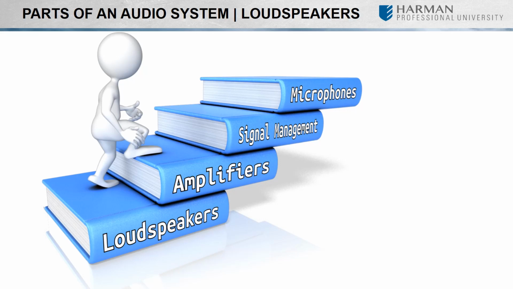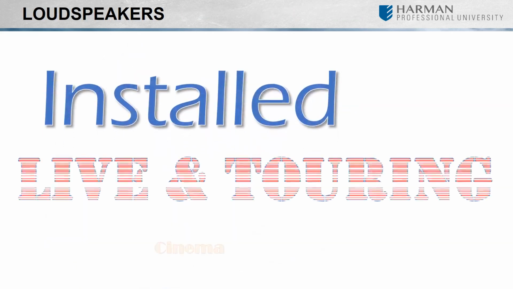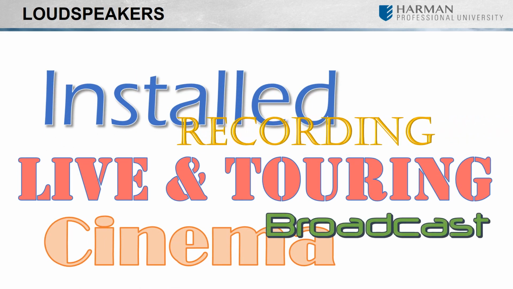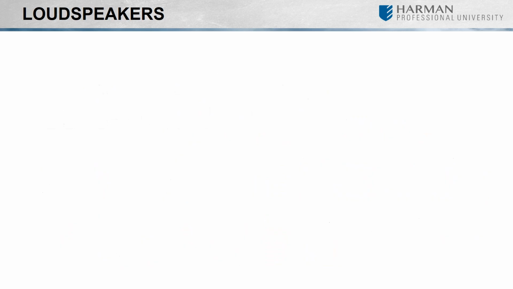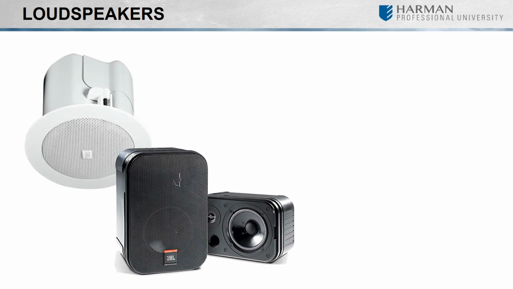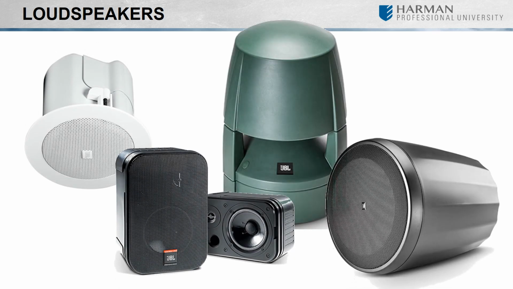In this video, we will look at some of the elements that make up a basic audio system, starting with loudspeakers. There are a variety of loudspeakers for multiple markets, including installed, cinema, live and touring, and let's not forget recording and broadcast. Within each of these product lines are different types of speaker families: ceiling, in-wall, surface mount, landscape, pendant, and column. The list goes on.